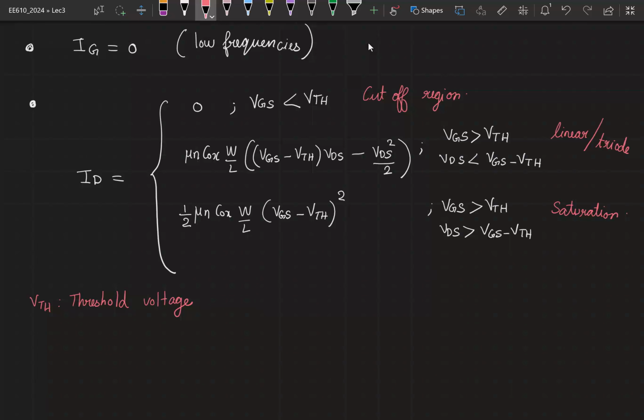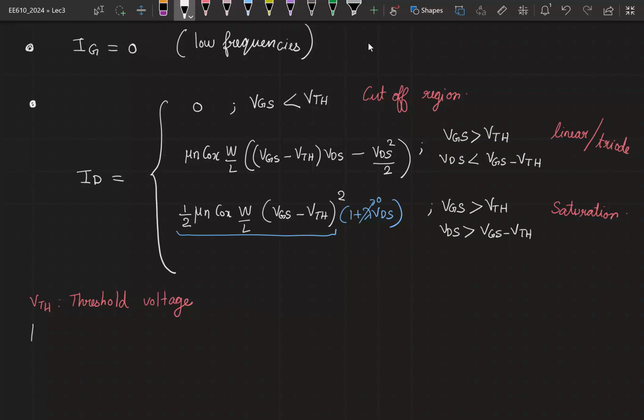So the expression I have written is not complete. There is also a (1 plus lambda VDS) factor here. But the lambda value tends to be very small typically. So for now, we'll consider only the rest of the expression. We'll introduce this lambda in a short while. Let me also quickly explain all the new terms that you are seeing in these expressions.